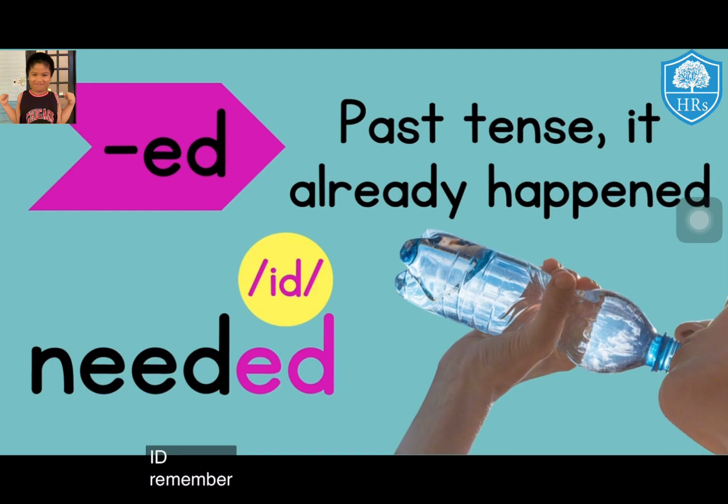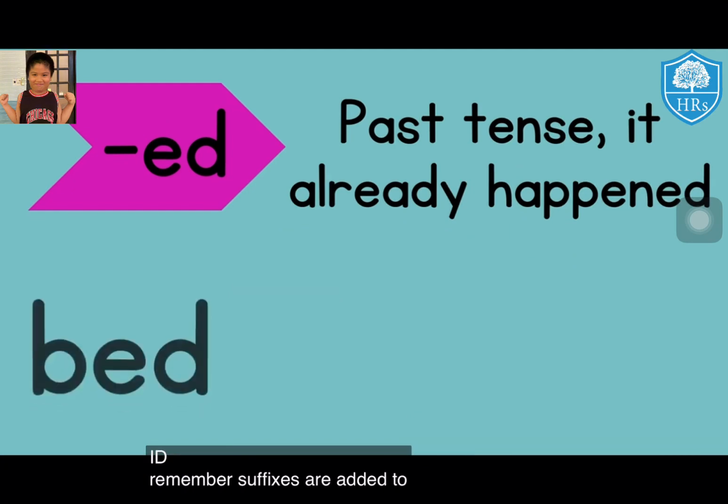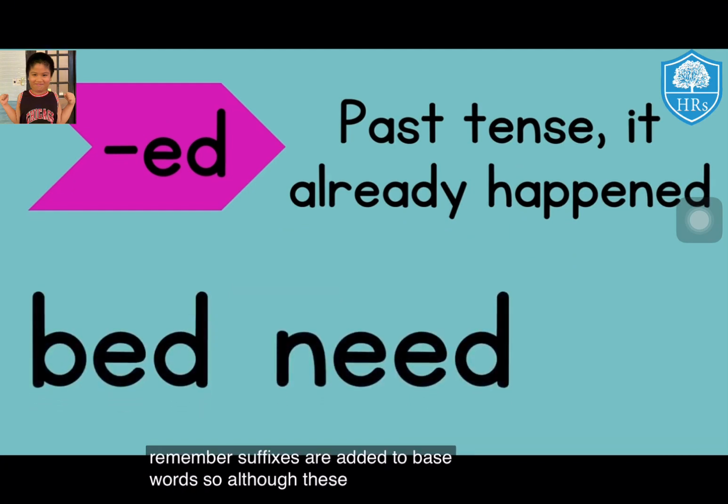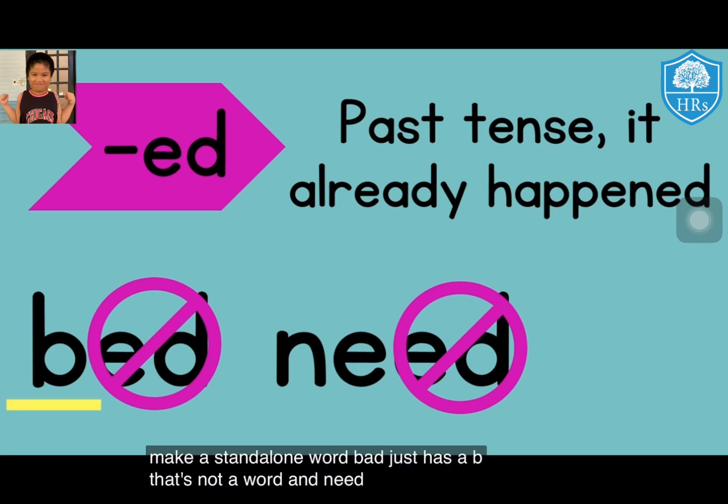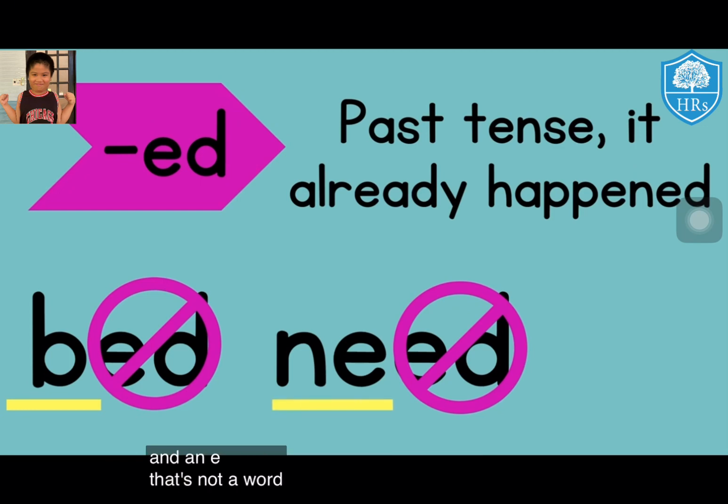Id. Remember, suffixes are added to a base word, so although words like bed and need end in ed, they would not have the ed suffix, because the sounds before the ed don't make a standalone word. Bed just has a b, that's not a word, and need just has an N and E, that's not a word.